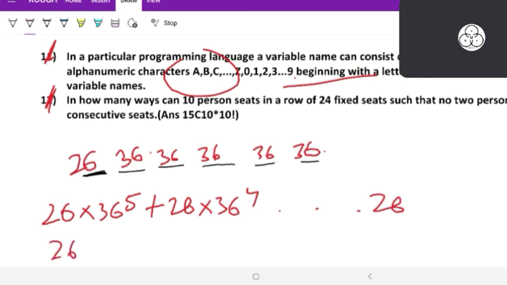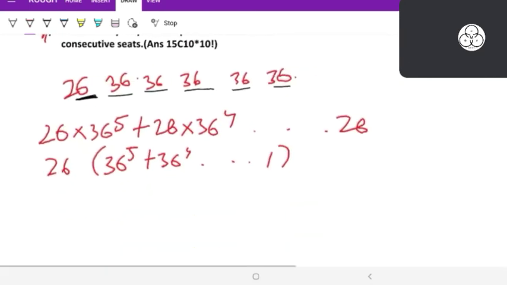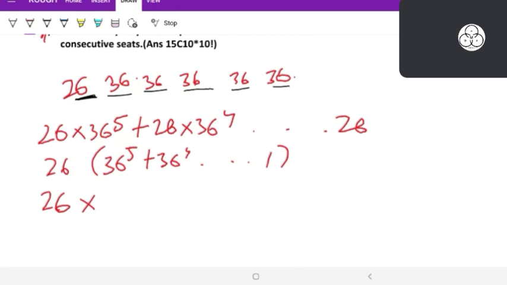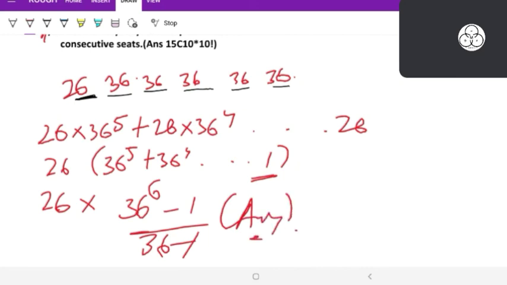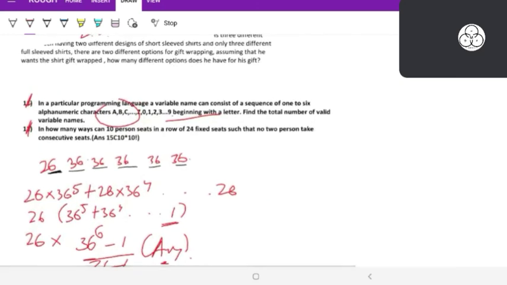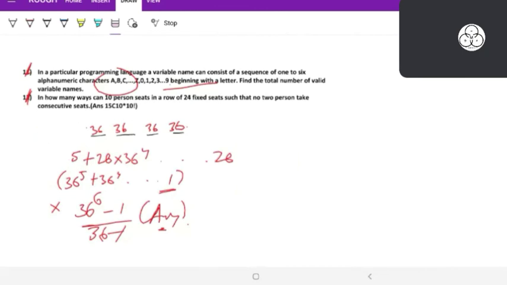26 common, 36 to the power 5 plus 36 to the power 4, so on, 1. And now you can do this. The first term is 1. And we have 36 to the power 6, this is easy thing, like this, minus 1 by 36 minus 1. This is our answer. Sum of geometric progression, that's not important. Two similar questions.